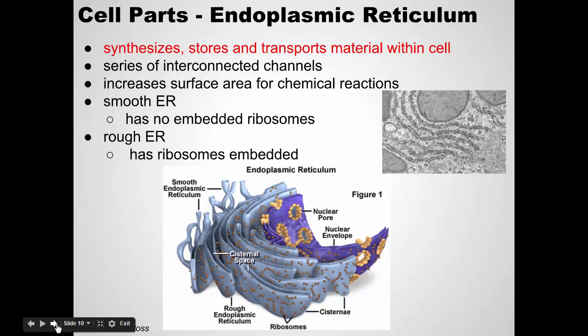And the rough ER, because it has these ribosomes on it, is responsible for making proteins. So the ribosomes actually synthesize the protein. That happens in conjunction with the rough ER. The smooth ER also can synthesize other non-protein molecules. So that's the smooth ER out here. It doesn't have those ribosomes attached.